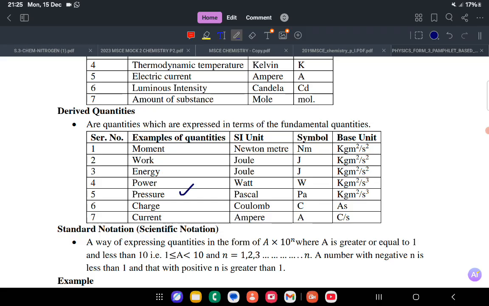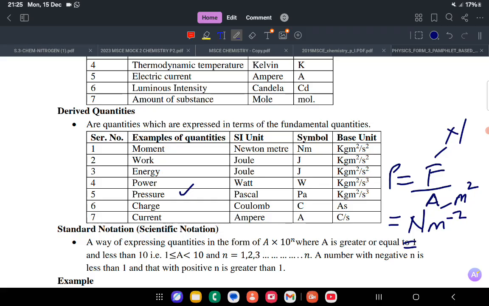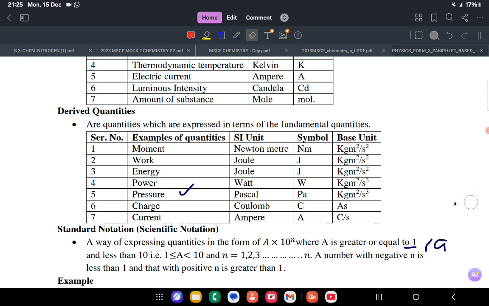Another one is pressure. Remember, pressure is force divided by area. Force is in newtons, and area is in square meters. That means pressure is going to be newton per square meter, which is the same as a pascal. Again, you can write a pascal in terms of base SI units.